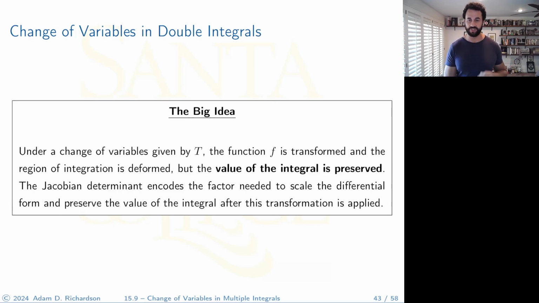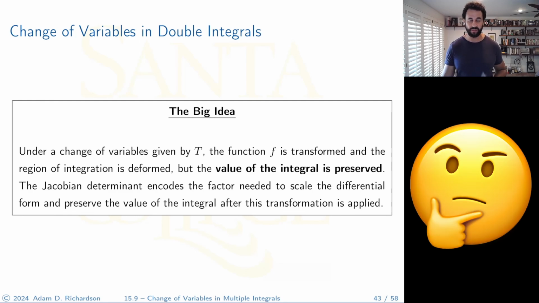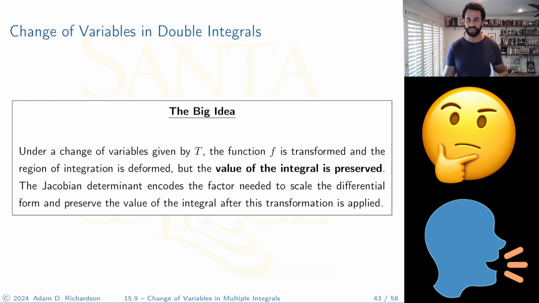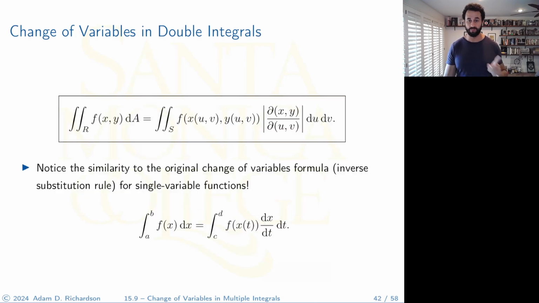What is the Jacobian? Well, the Jacobian determinant is encoding the factor that you need to scale those differentials in order to preserve the value of the integral after applying this transformation, all right? So this is one that I really do want you to think about, and not even just think about it, but I want you to say this out loud so that it really sinks in and you're making sense of the big idea of what a substitution is resulting in. Okay, and now, wait, go back to this. Now I want to just say this again.